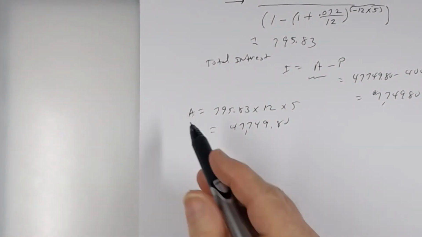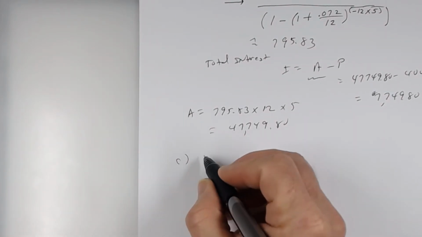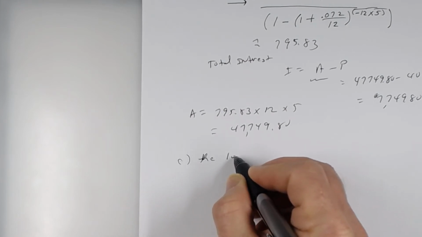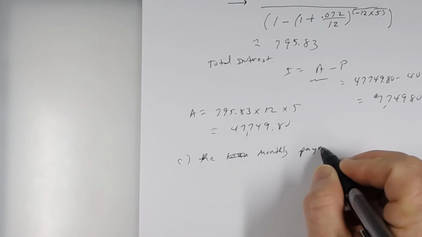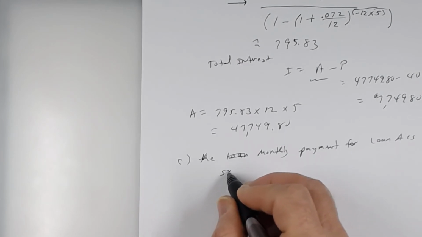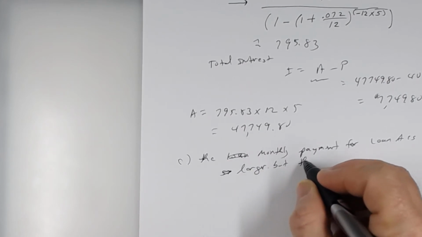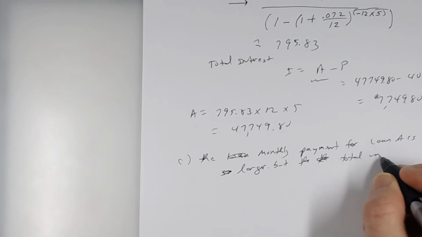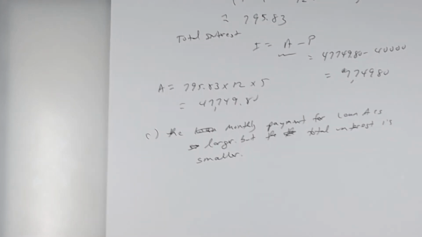And then letter C we did. Letter C says, compare the monthly payments and the total interest for the two loans. All right, so let's compare the monthly payments. So you'll say something like the monthly payment for loan A is larger, right? But the total interest is smaller. So just something like that.